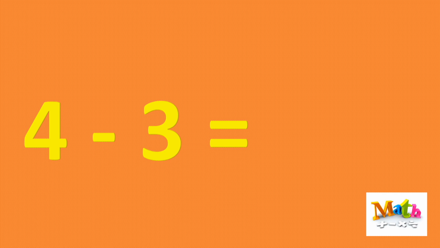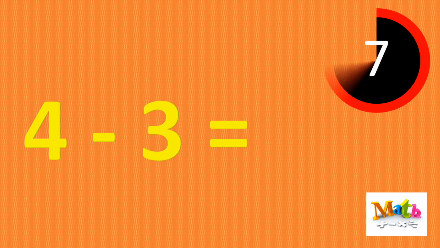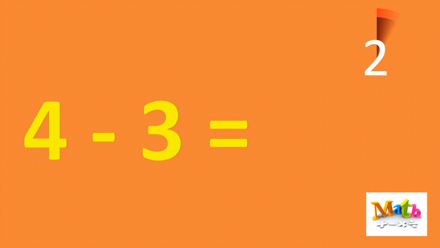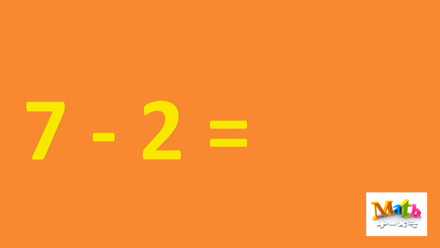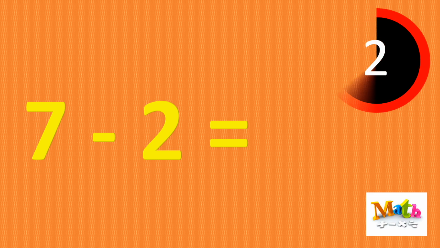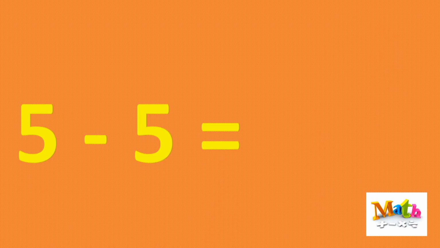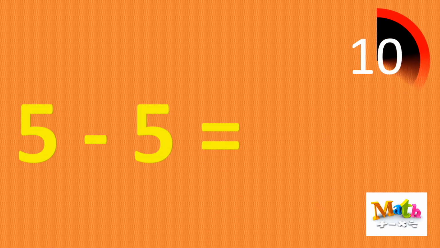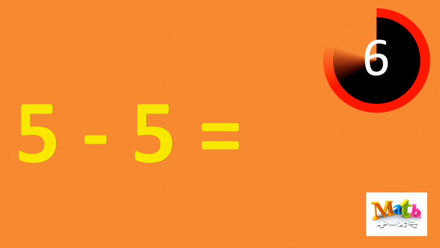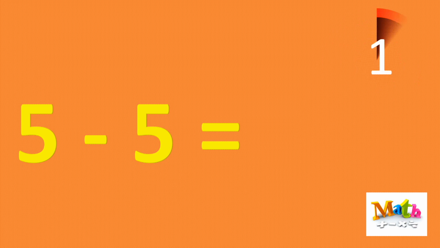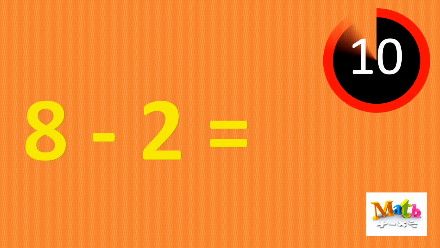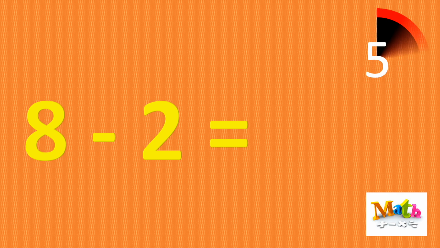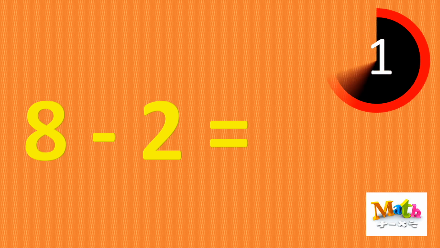4 minus 3 equals 1. 7 minus 2 equals 5. 5 minus 5 equals 0. 8 minus 2 equals 6.